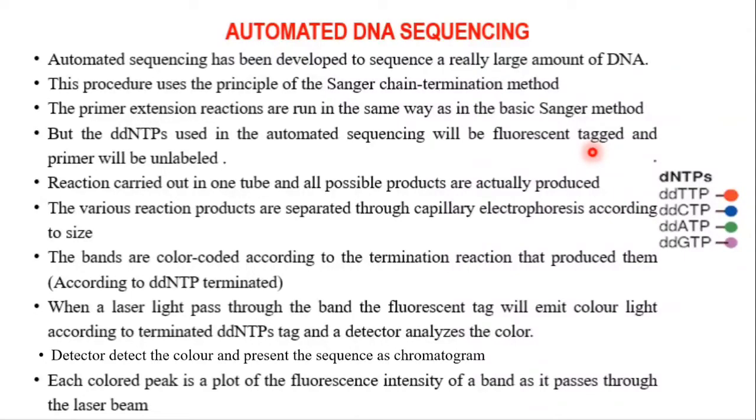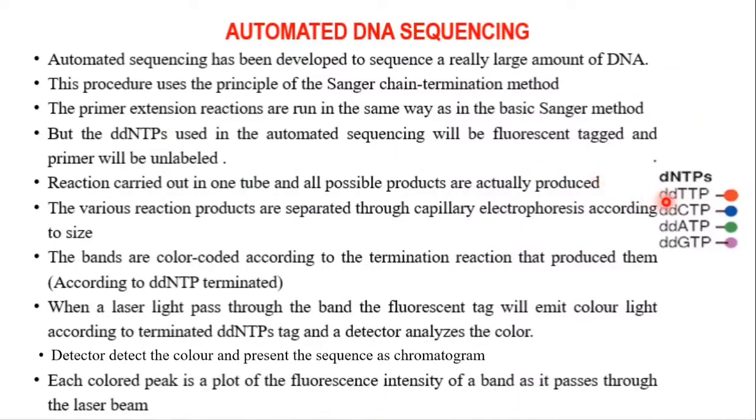And the primer will be unlabeled. In Sanger's method of sequencing, the ddNTPs are not labeled, but the primer is labeled. But here the ddNTPs are fluorescently tagged, and the fluorescent color is different for each.